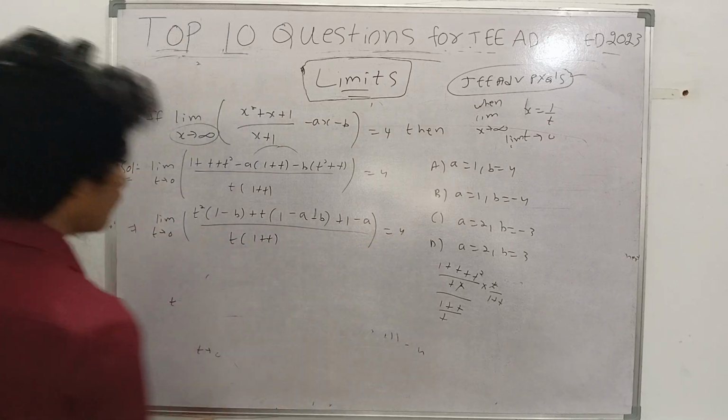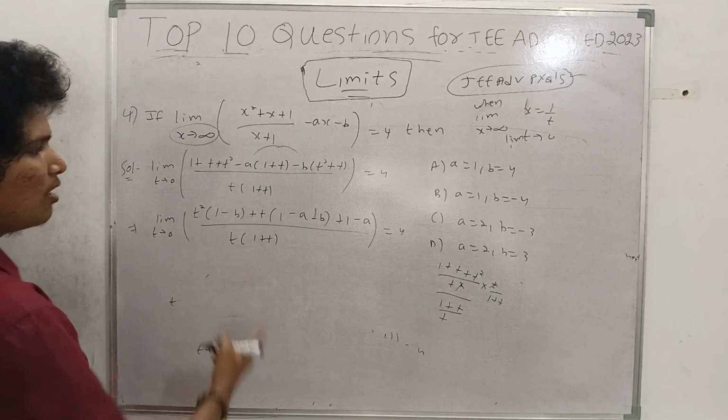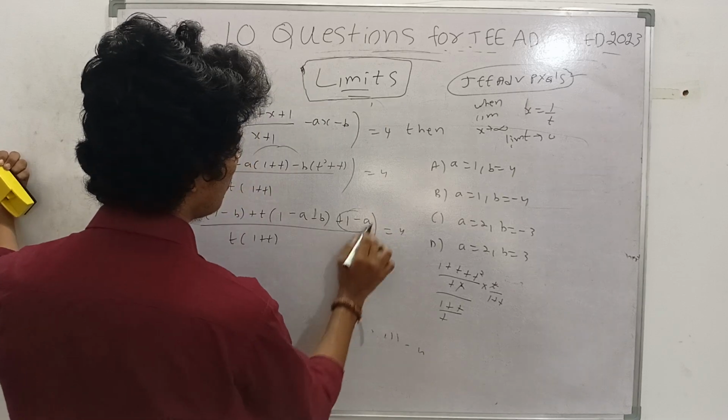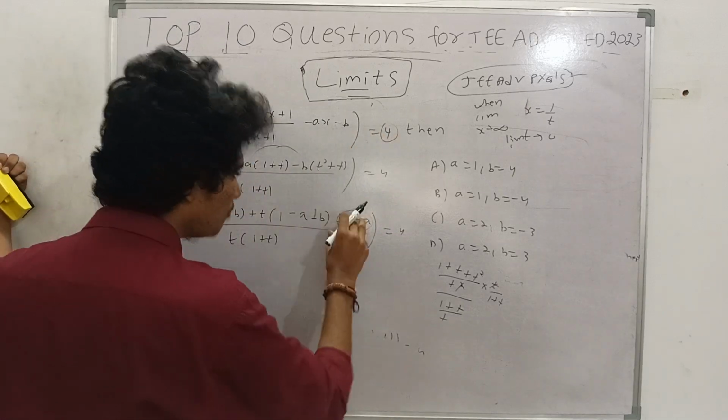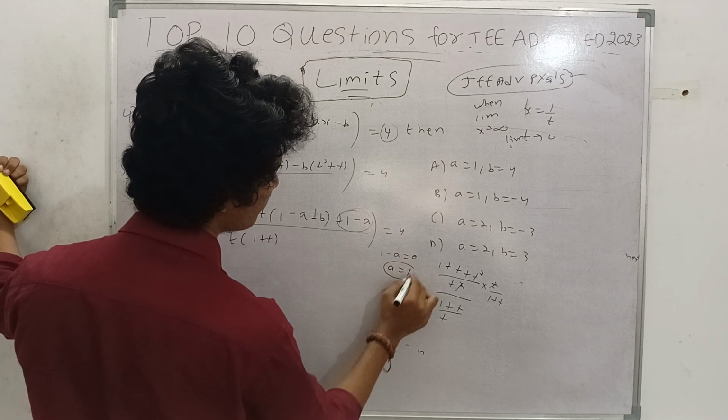This thing is equal to 4. Now if you observe carefully, when t is tending to 0, this thing is 0, this thing is 0, this thing is 0, but it is not equating to 0. But the limit is existing, so it should be 0 when x is 0. So 1 minus a equal to 0, so a is equal to 1.